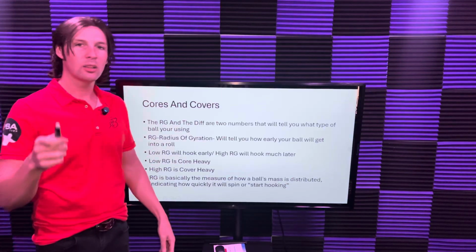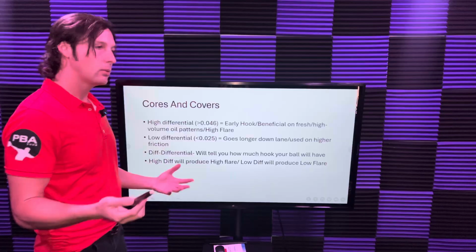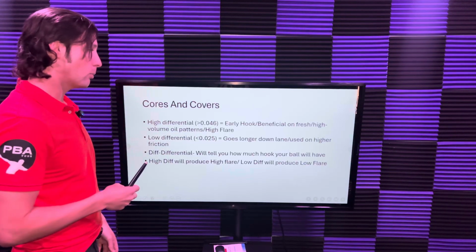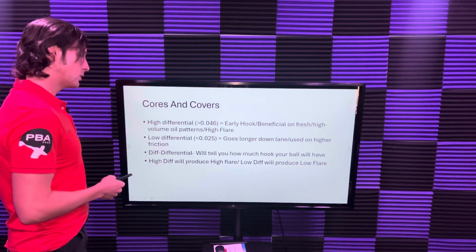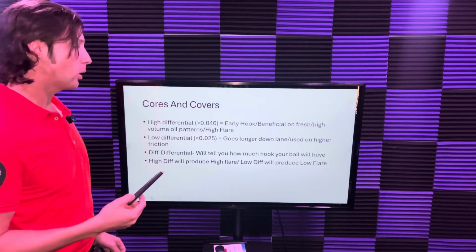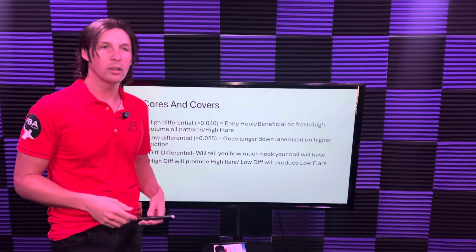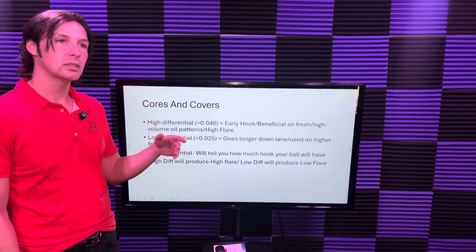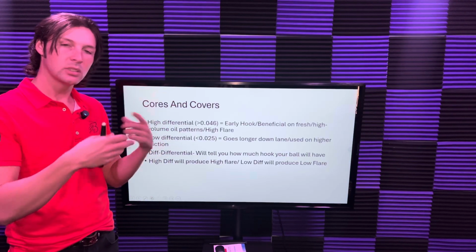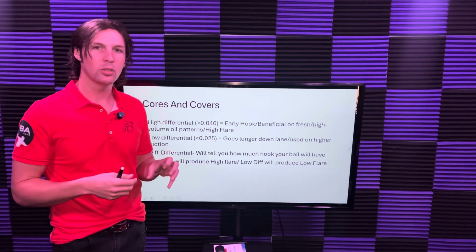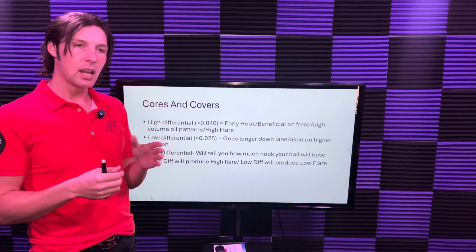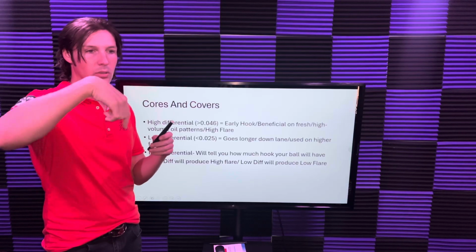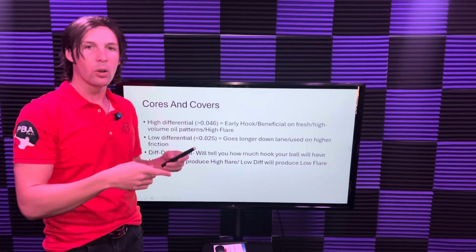All right, next one we will talk about the differential. So what is differential? Differential will tell you how much hook your ball will have. A high differential will produce high flare. A low differential will produce low flare. So if you don't know what flare is, it's basically how many rings you'll see, like oil rings on your bowling ball. If it's a high flaring ball, then you'll see a lot more rings, so it's a lot more rotation all over the bowling ball.